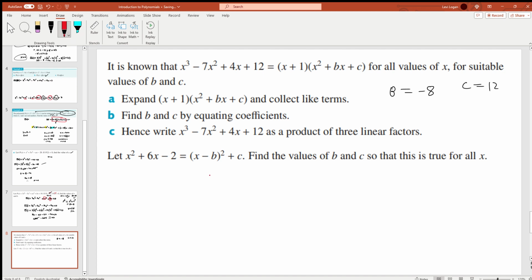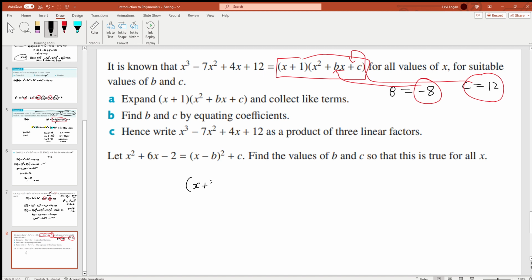Now it says, hence write the product as 3 linear factors. You don't need to do long division because they've already said it can be written like this. All we've got to do is plug this into here and this into here, and we can see one of them is already a factor. All we've got to do is factorize the quadratic. So in other words, we get x plus 1, and then x squared minus 8x plus 12.